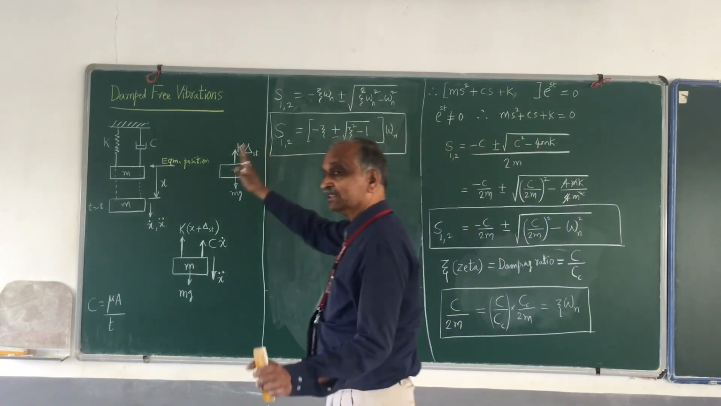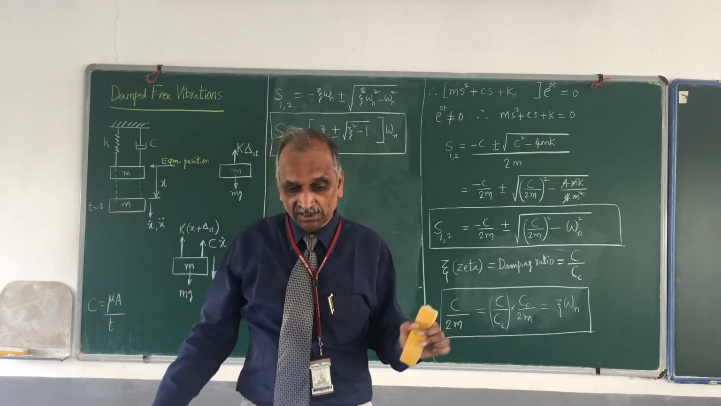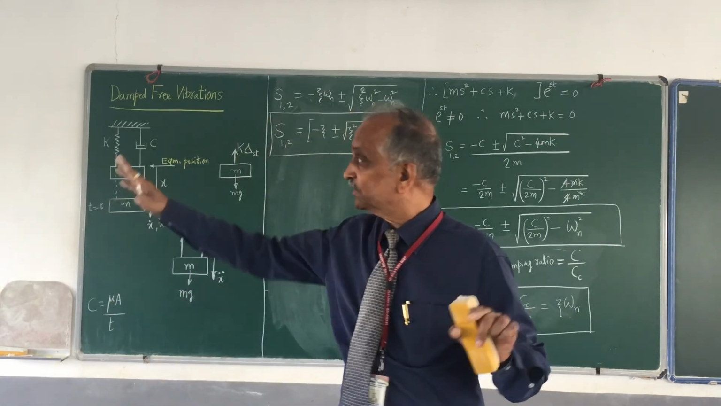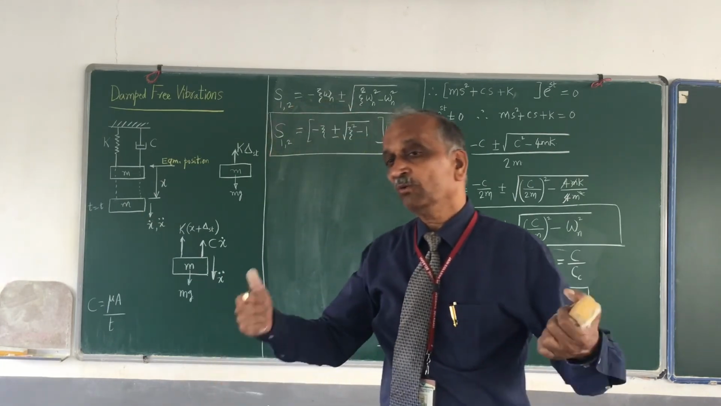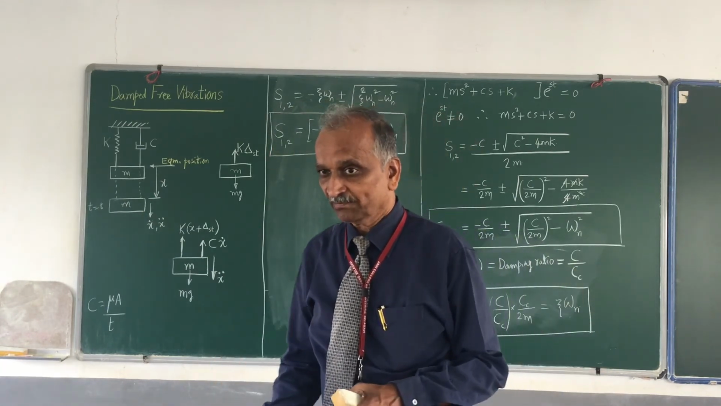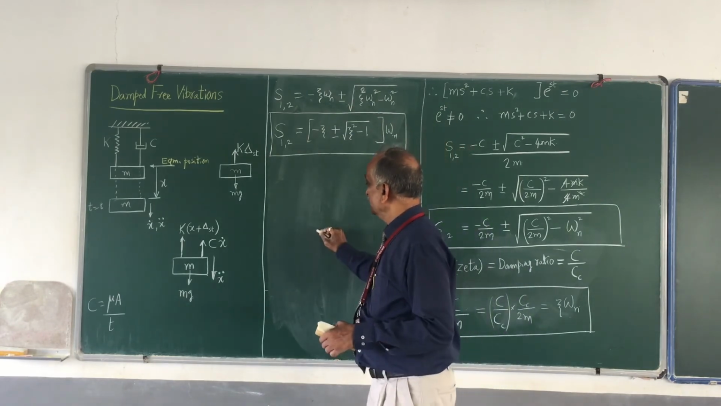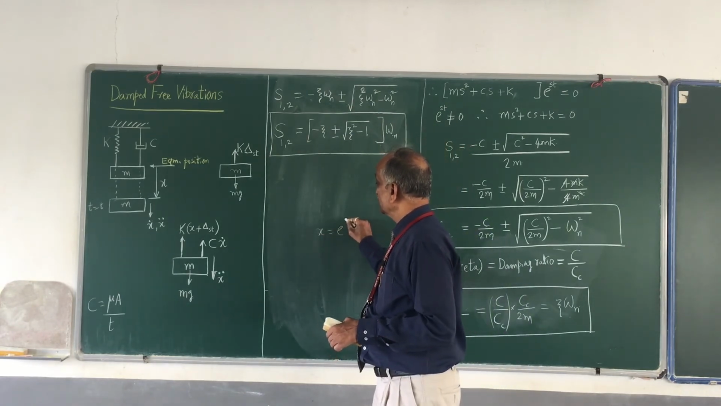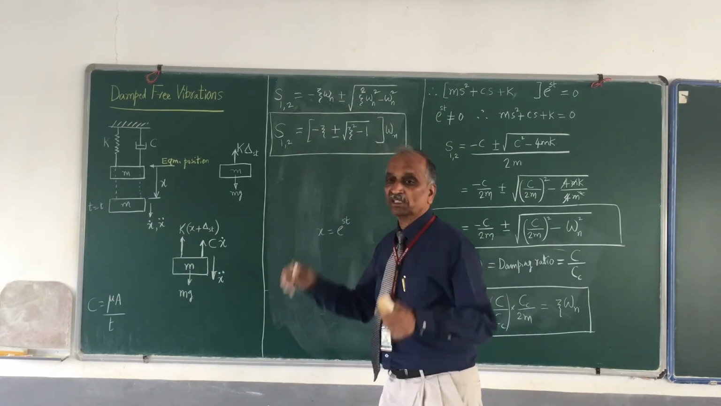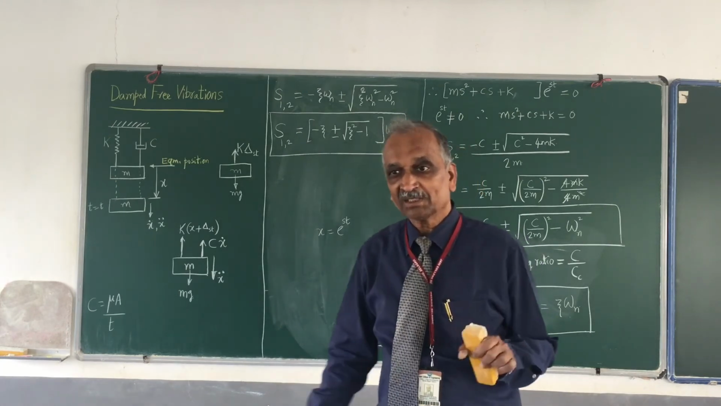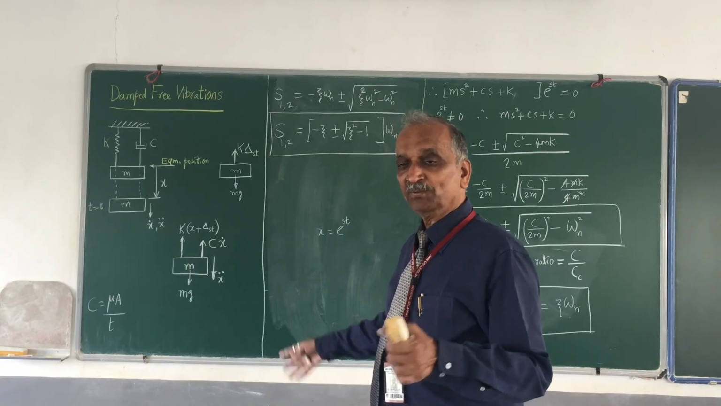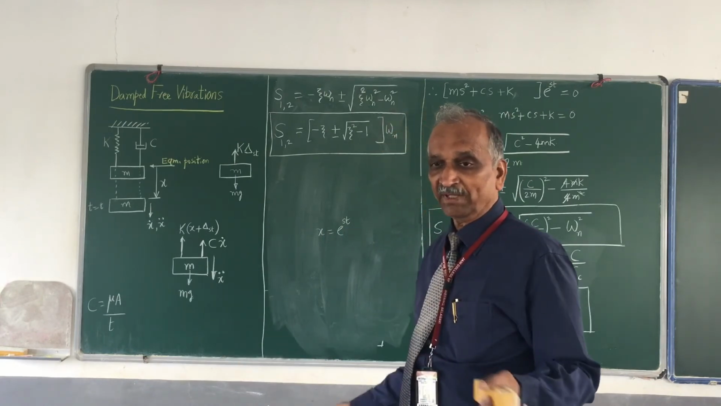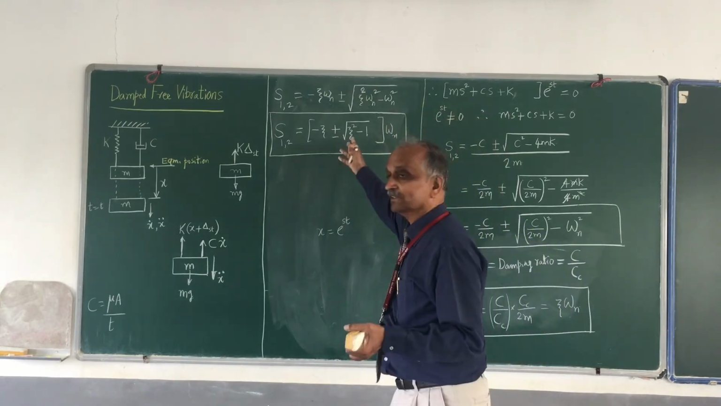Please do not forget what we started. We got m x double dot plus c x dot plus k x equal to 0. That is the equation of motion, the differential equation. Then I wanted to know what can be the solution of that. So then I said x equal to e raised to st. Why can't this be the solution? That is my starting point. I substituted it in the differential equation and then simplified, and that is the answer.